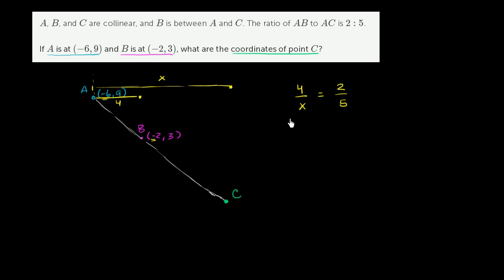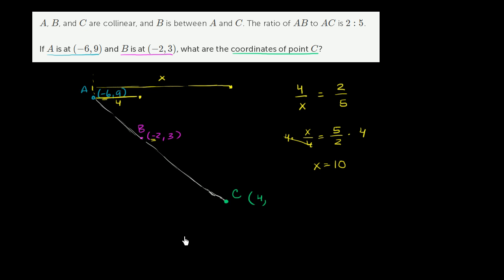Now to solve for x, a fun thing might be to take the reciprocal of both sides. So x over 4 is equal to 5 over 2. We could multiply both sides times 4, and we are left with x is equal to 5 times 4 divided by 2, which is equal to 10. So the change in x from A to C is going to be 10. What does that tell us about C's x-coordinate? We could start with A's x-coordinate, which is negative 6, add 10 to it. Negative 6 plus 10 is 4. So we figured out the x-coordinate.